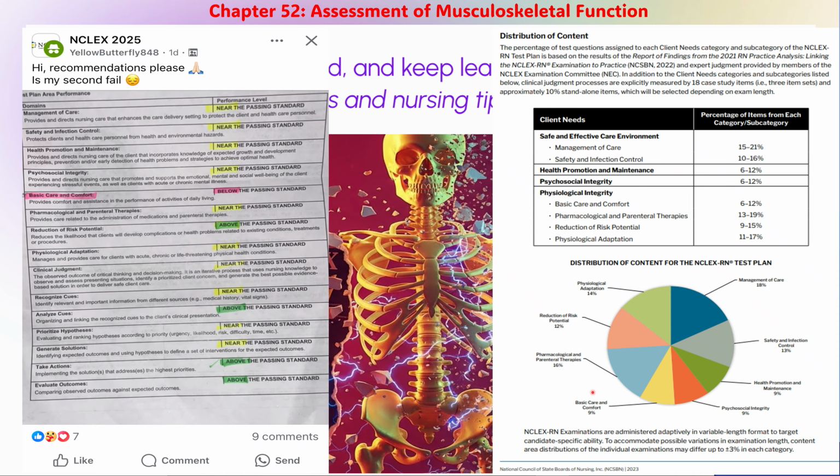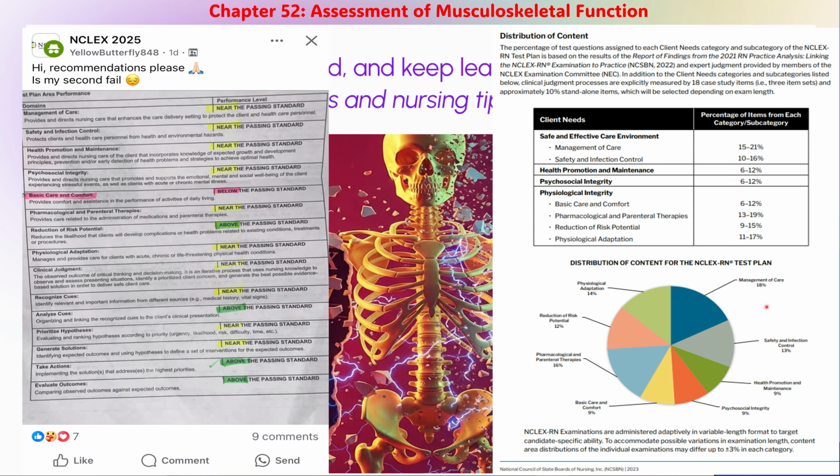Let's go back to basic care and comfort. And we see pharmacological, it's huge. Management of care, it's huge. Yeah, management of care should always be huge because as an RN, you need to do this leadership. This is kind of leadership.